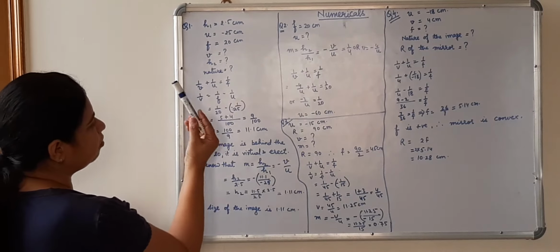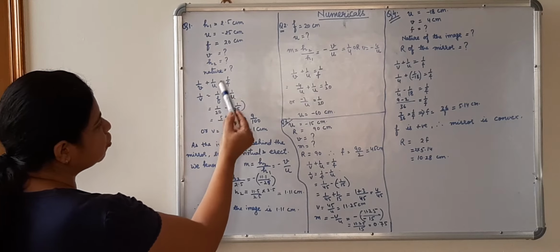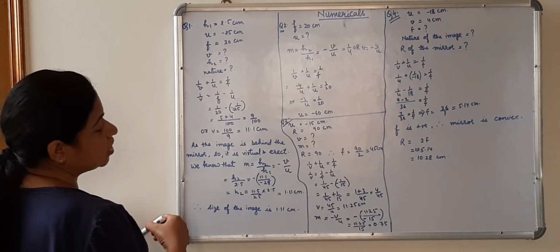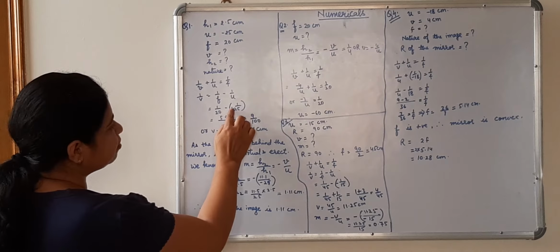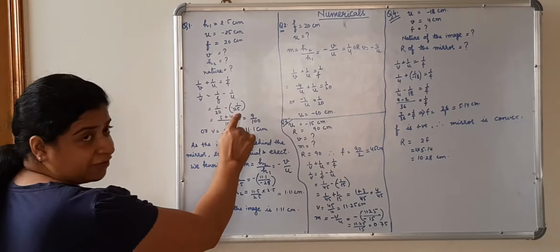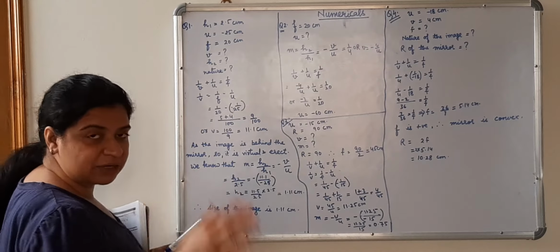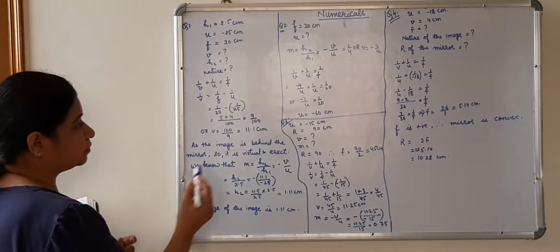Children, apply the mirror formula. 1 upon v is equal to 1 upon f minus 1 upon u, because this u will go to that side. And now put the values. Children, if you want to do the numericals properly without any mistake, first please put the brackets, put the values and then try to calculate. Do not directly put a plus sign here and then try to solve. That will always create trouble for you later on.